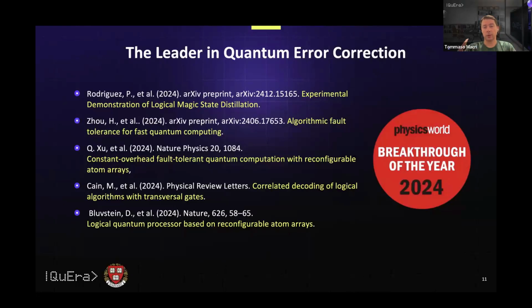Another important area in which QuEra is definitely making a lot of progress is quantum error correction, for which our contribution, together with, of course, our academic collaborators from Harvard, MIT, and other top institutions nationally and internationally, was named the breakthrough of the year by Physics World in 2024. And as you can see, this achievement builds on top of a number of important publications that are based on both experimental as well as theory work. Our recent results on the experimental demonstrations of logical magic state distillation have also been recently published in the journal Nature a week ago.